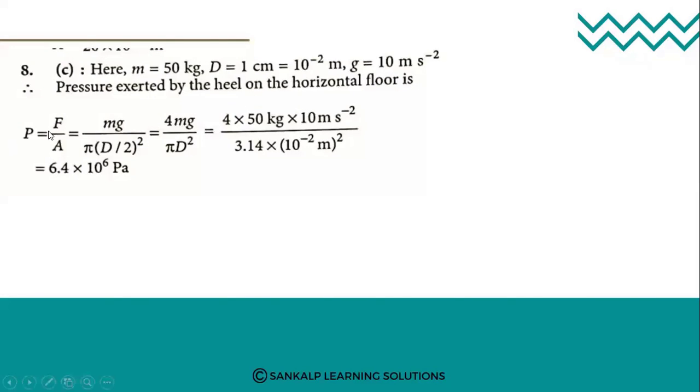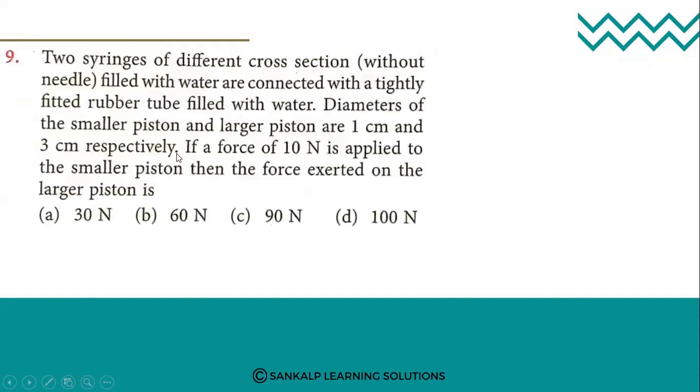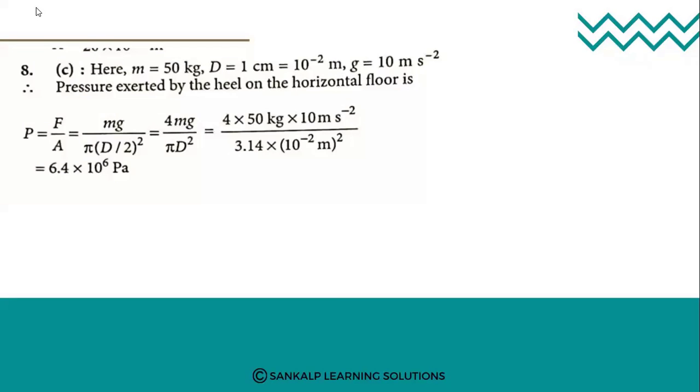See, so pressure is equal to force upon area. Force is equal to m into g. So mass is given as 50 kg. Acceleration due to gravity is 10. So area is pi r square. So area is given as pi r square. Pressure is equal to force upon area. Force is equal to mass into acceleration due to gravity.